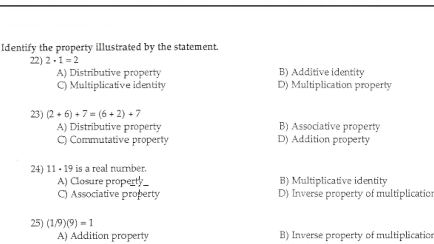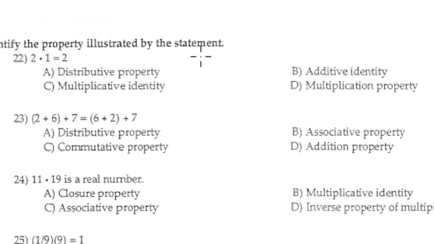Now this is pretty easy. It's only to identify the property illustrating the statement. Number 22 is obviously a multiplicative identity. Why? Because when you multiply any number times the identity number, which is 1, the identity number of the multiplication, the answer is exactly the same. Number 23 is commutative because we switch 2 and 6 here. So the option commutative is the option C.